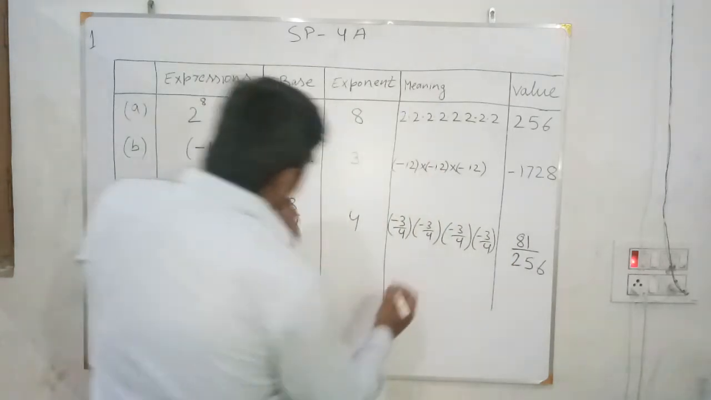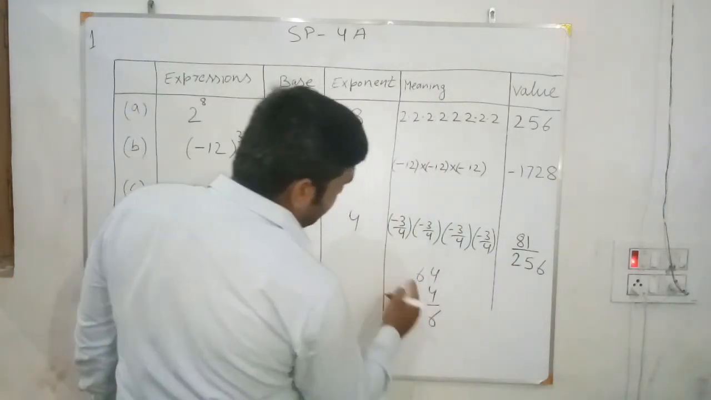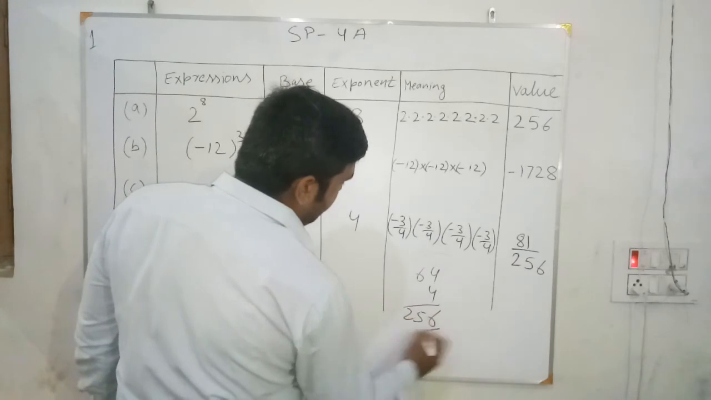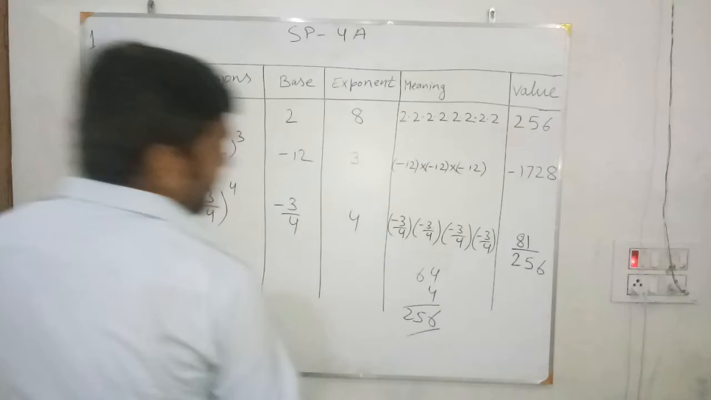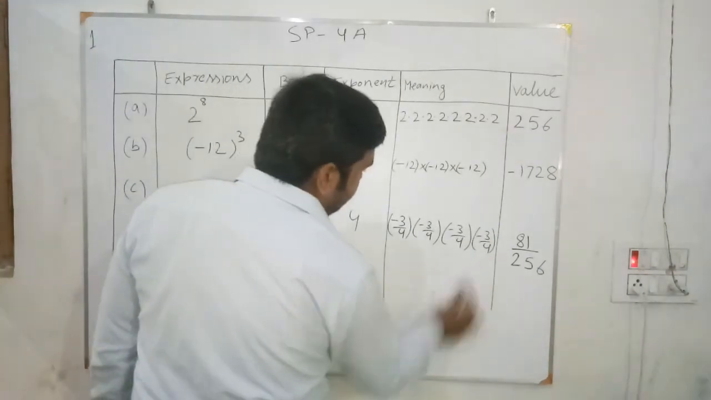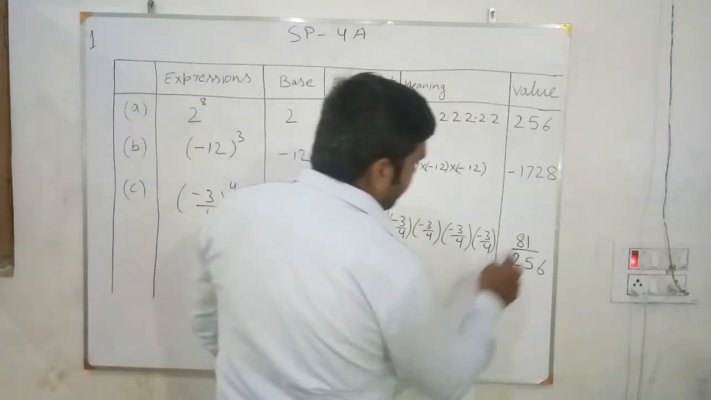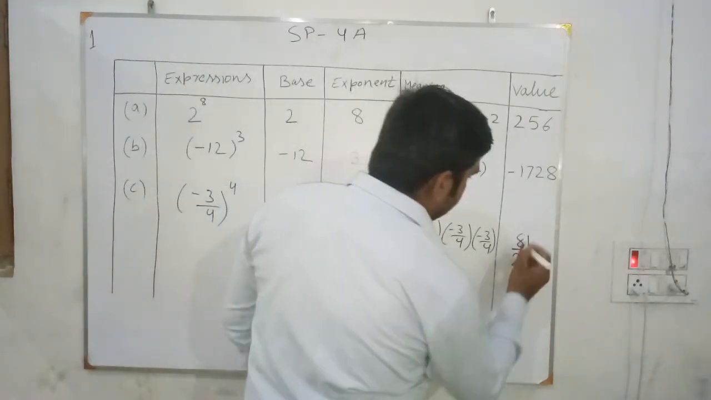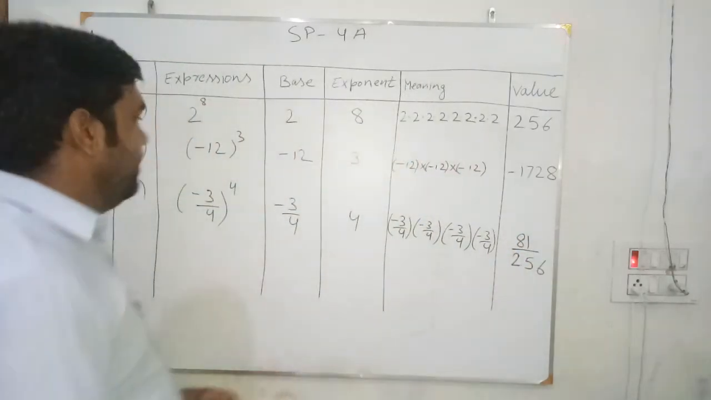Sixty-four fours are 256, 64 fours are 256. So the result will be 81 upon 256. That is positive. The answer is positive.